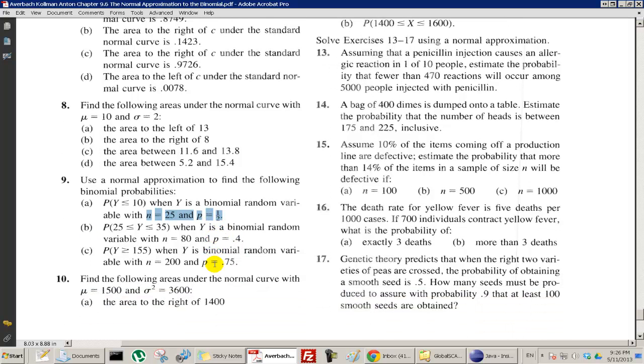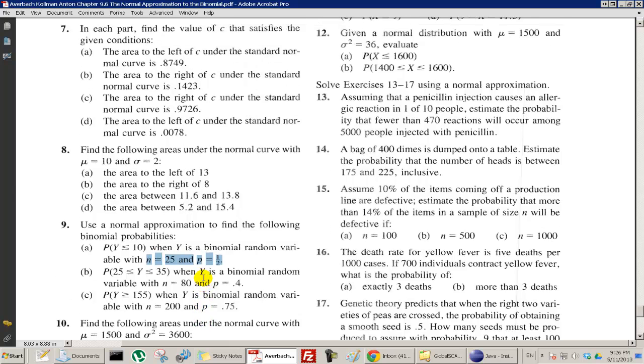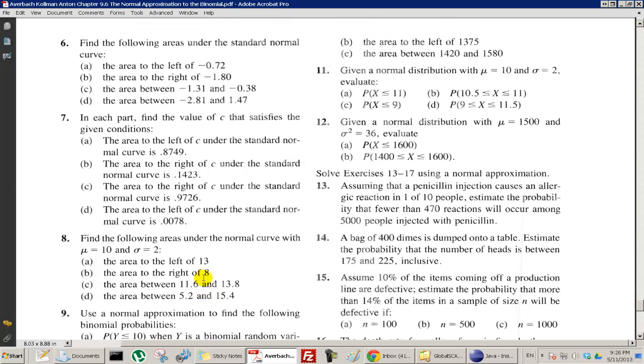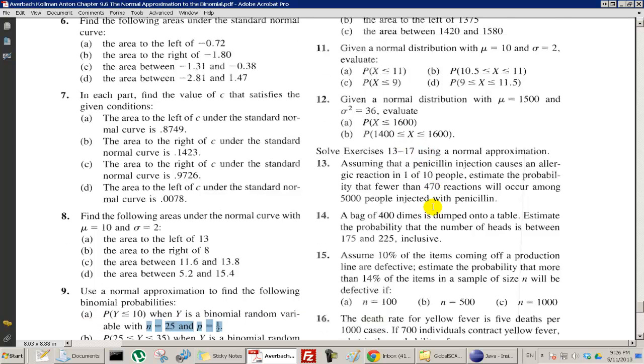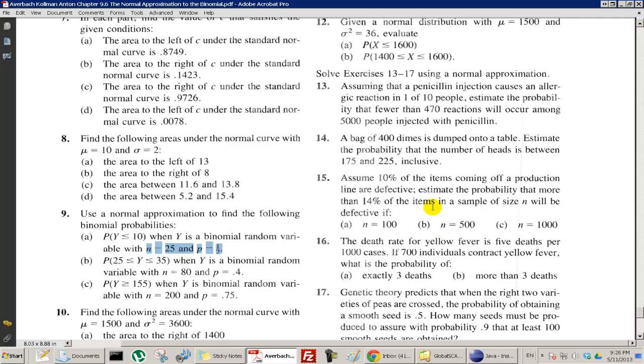Find the following areas under the normal curve. So this is just, again, the same thing, finding area under a normal curve. Given the normal distribution. Okay, same thing. Still normal curves, using a normal approximation. Okay, so these are some word problems, so-called.